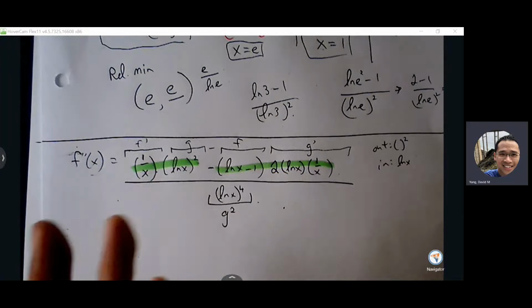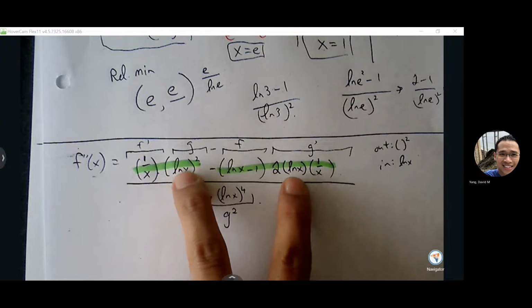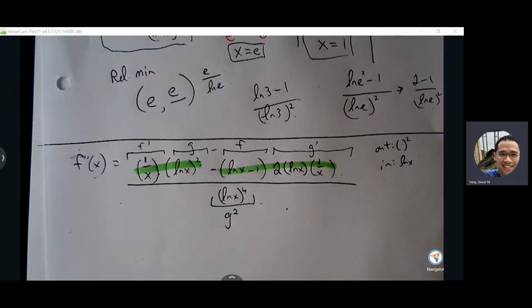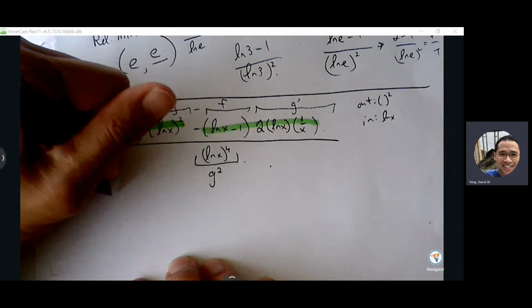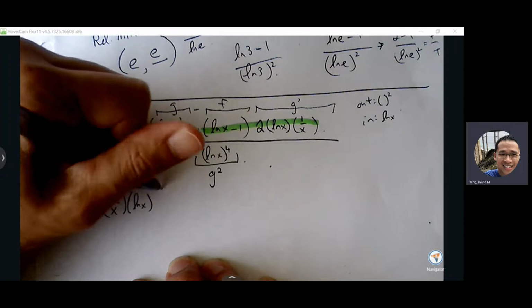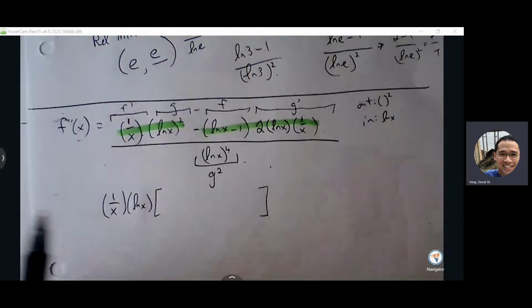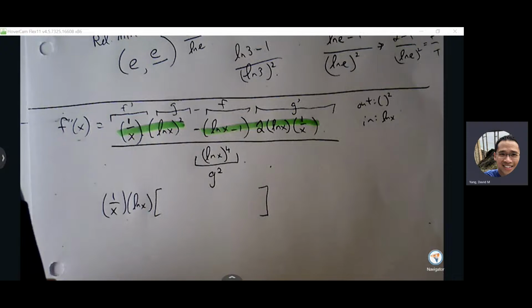Yep, we can look for common factors here, right? So 1 over x, what else do they share? ln of x. So imagine us just pulling or dividing those out. It'll make things a lot cleaner, a lot faster for us. So I'm going to take out a 1 over x and natural log of x. And let's figure out the leftovers here. So if I take out a 1 over x and natural log of x, what am I left with?